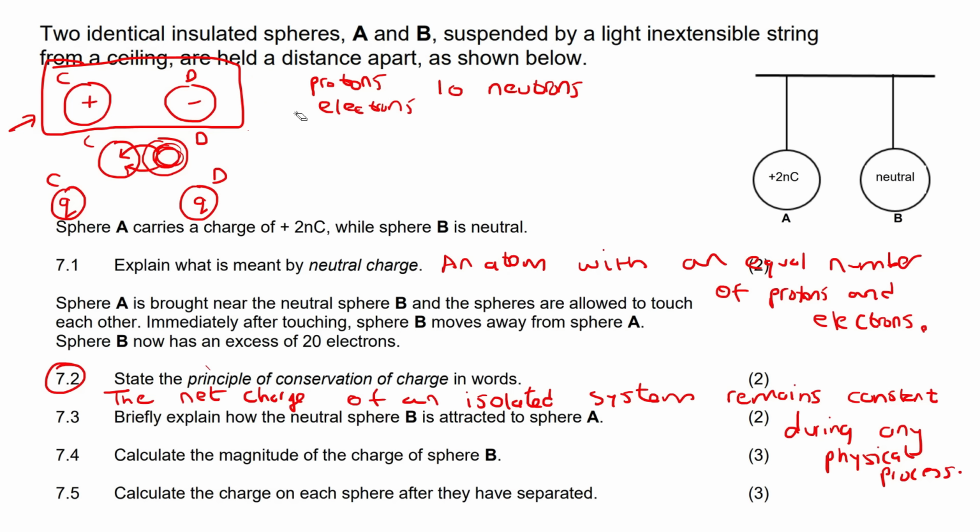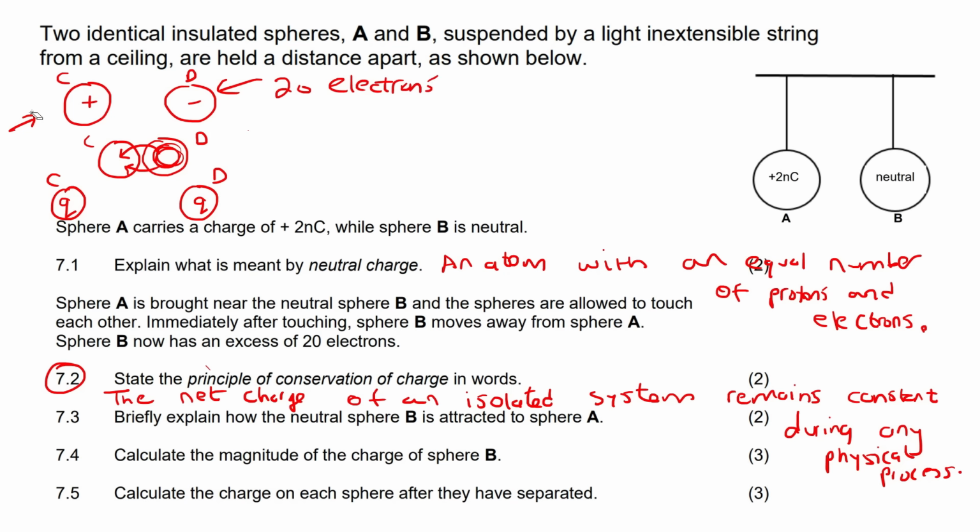If this one in the beginning had, let's say for example, 20 electrons, and this one over here had 10 electrons, then how many electrons do we have altogether? 30. So then maybe afterwards, this one would now have 15, and this one would now have 15. Can you see we still have 30 electrons? That doesn't change. That's what we're trying to say. We're trying to say that the overall charge doesn't change. All that happens is you're moving electrons from one to the other.